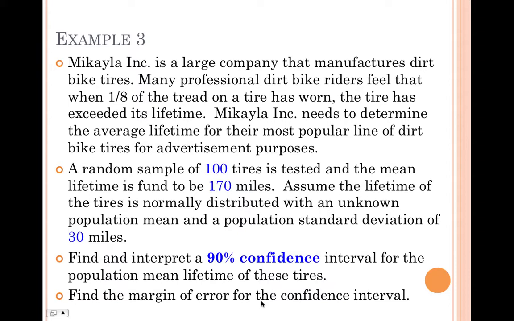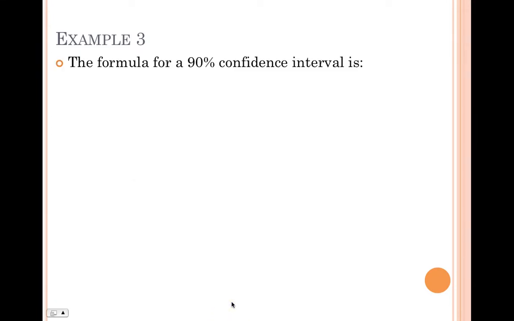We're going to do the same example. This is the same phrasing, except this time we're going to find and interpret a 90% confidence interval. So we're going to find our next answer with 90% confidence, and we're also going to find the margin of error there. So the only thing that changes here is the formula. For a 90% confidence interval, the z-score is not 1.96, it is 1.65. Now, 1.65 is going to produce an interval that is actually shorter, and we're going to show that numerically.